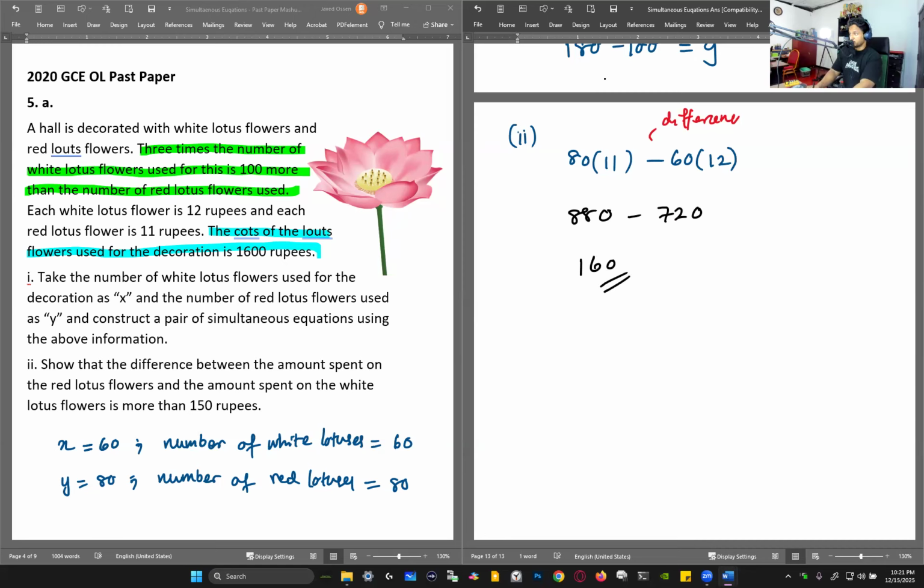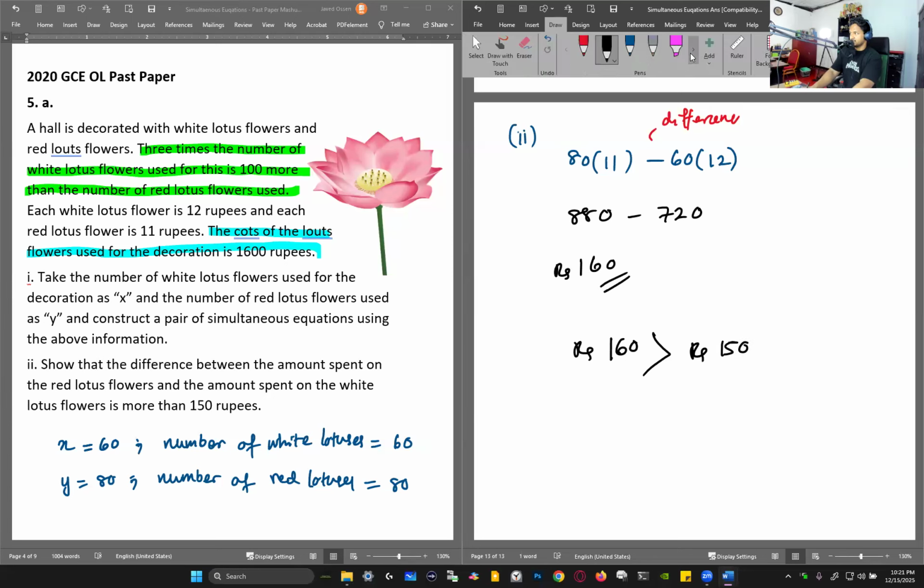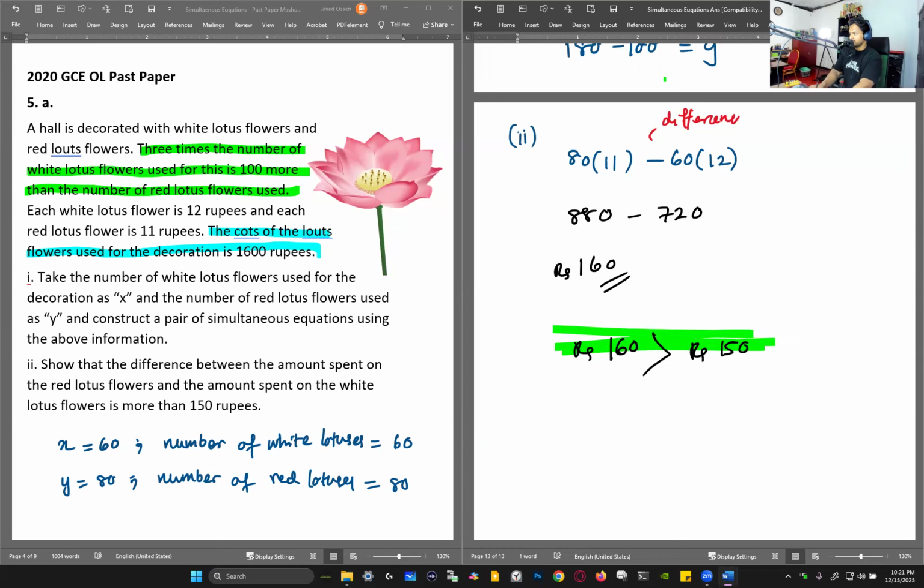So don't forget rupees, okay? If you don't write rupees, you won't get full marks. And to get the last half a mark, you must write 160 rupees is greater than how many rupees? 150, absolutely. They will give you the last half a mark if you write that 160 is greater than 150, because part of maths is following instructions. You must be able to follow instructions.